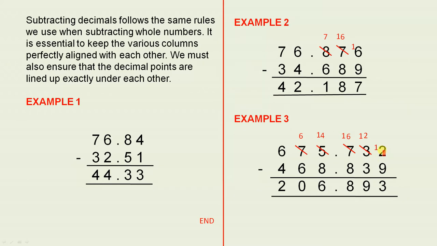9 plus 3 is 12. 9 plus 3 is 12. 8 plus 8 is 16. 8 plus 6 is 14. 6 plus 0 is 6. And 4 plus 2 is 6. So that's a good way of checking that your subtraction is correct.